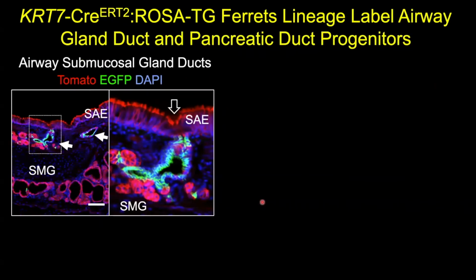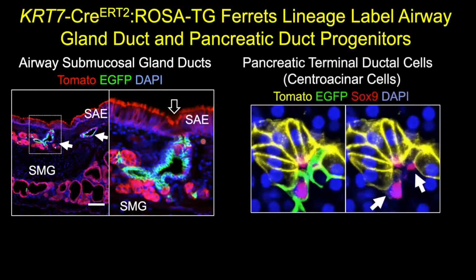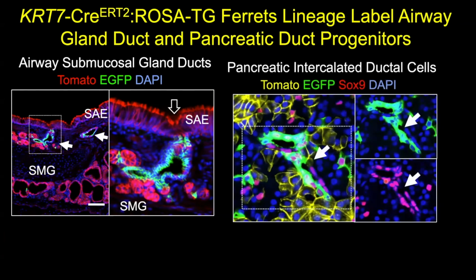Another lineage tracing line that we've developed is a KRT7 Cre line. KRT7 labels ducts within submucosal glands, as I mentioned earlier. This is also thought to be a stem cell compartment for surface airway basal cells. But it was originally made to label pancreatic ductal cells, as we see here, labeling centroacinar cells, also called terminal ductal cells, in the pancreas, showing GFP lineage trace, SOX9 positive centroacinar and ductal cells, and the tomato in yellow. It also lineage traces the intercalated ducts within the pancreas of wild-type animals.